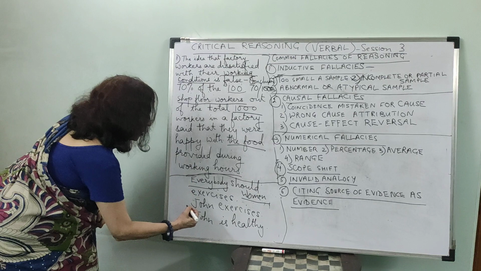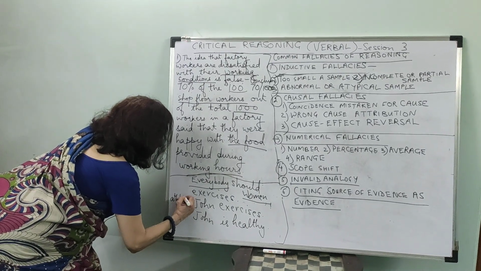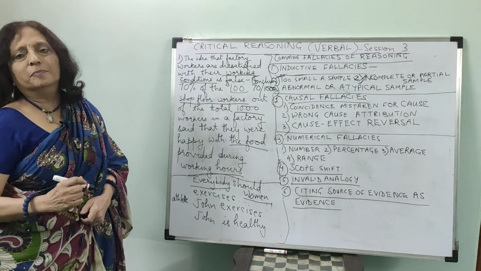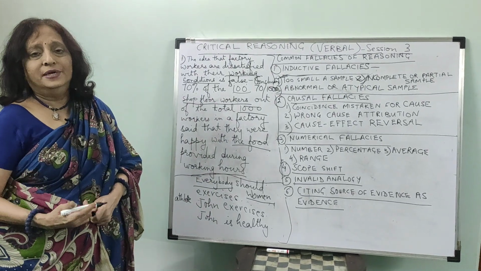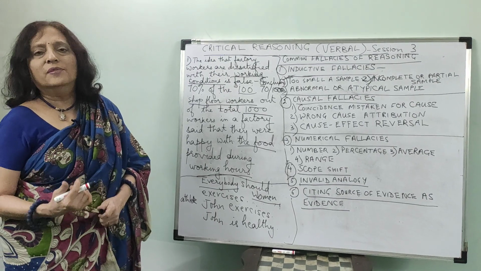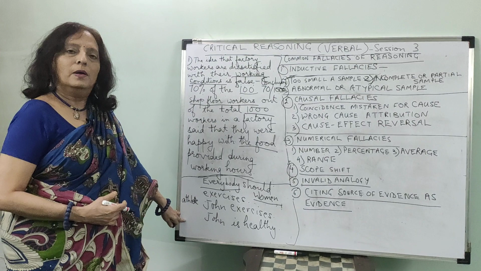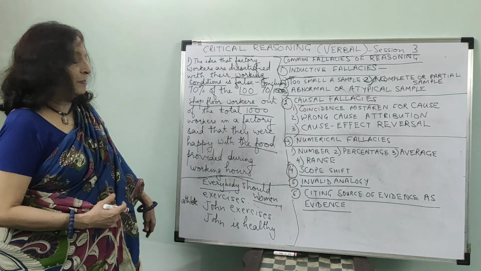And if John is an athlete, if John is not an ordinary person, if he is an athlete, he is not an average person. He is somebody who is always doing things for his body. So that is why this sample would become an atypical sample also.